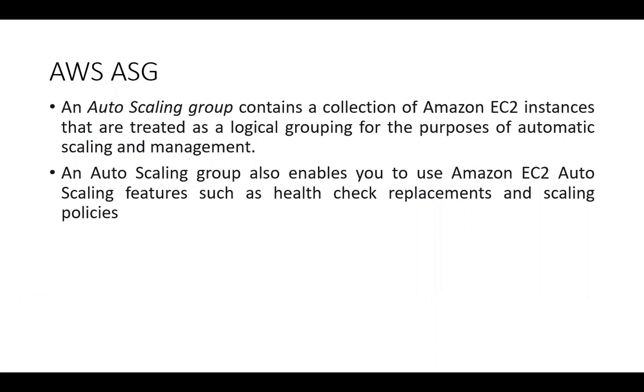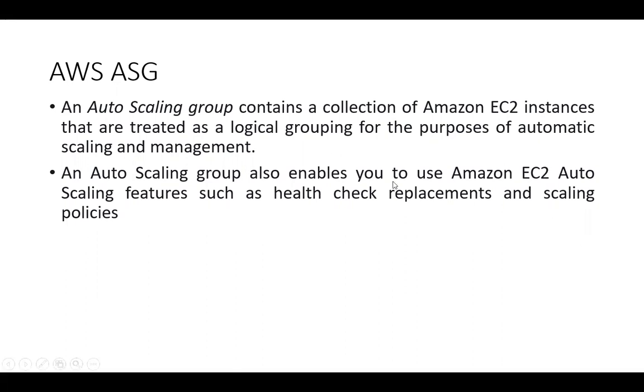It contains a collection of Amazon EC2 instances that are treated as a logical grouping for the purpose of automatic scaling, as well as to manage those instances, whether to scale out or scale in. By using this ASG, we define the desired number of instances that we want to run, the maximum number of instances, and the minimum number of instances that should be running. We can decide all this in our auto scaling group.